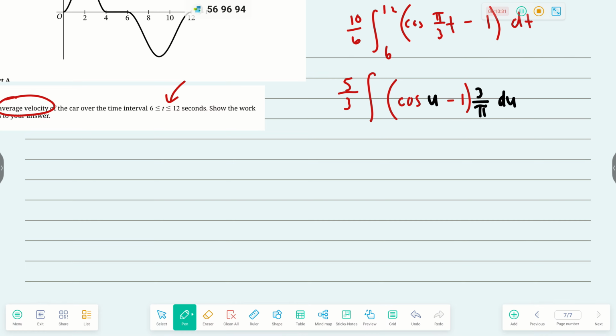If I do that, wouldn't it become 5 over pi? Just make sure. 5 over 3 times 3 over pi. Yeah, those cancel. This is now 5 over pi. I didn't forget about my limits, we just got to fix them. Of cosine u minus 1 du.